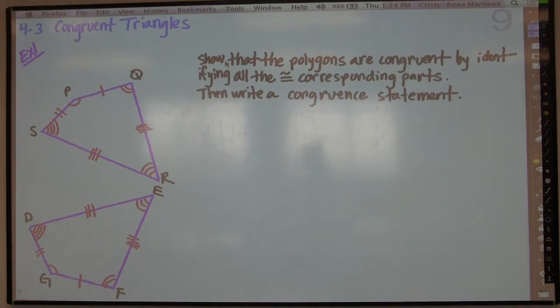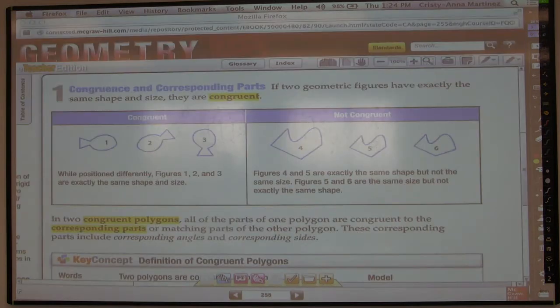Hello, this is a geometry video. It is chapter 4, section 3, congruent triangles. Before we get to example 1, I would like to briefly take you to the textbook. This is what your textbook will look like on page 255, I do believe.